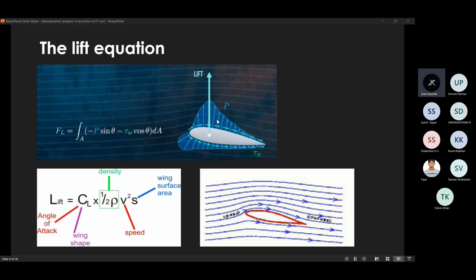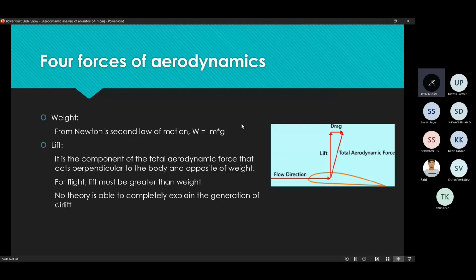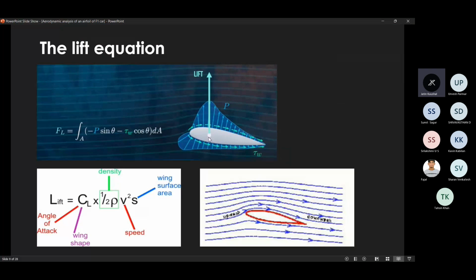And these vector lines denote the distribution of the pressure. If you have a doubt about what this theta is, where this angle is: this theta is the angle between the total aerodynamic force, this total aerodynamic force that acts in this way, and the perpendicular to the streamline. So this is that angle theta. So this will be p sin theta minus tau_w cos theta.